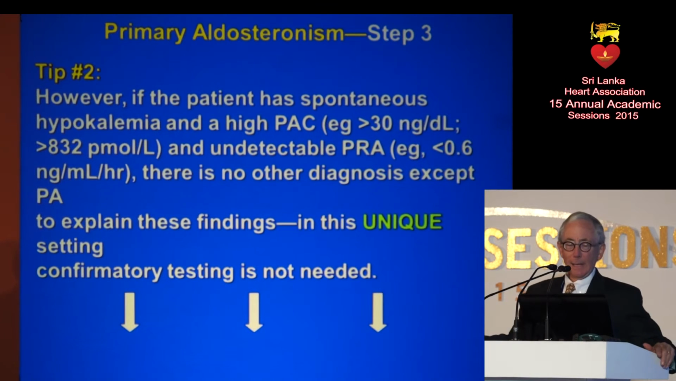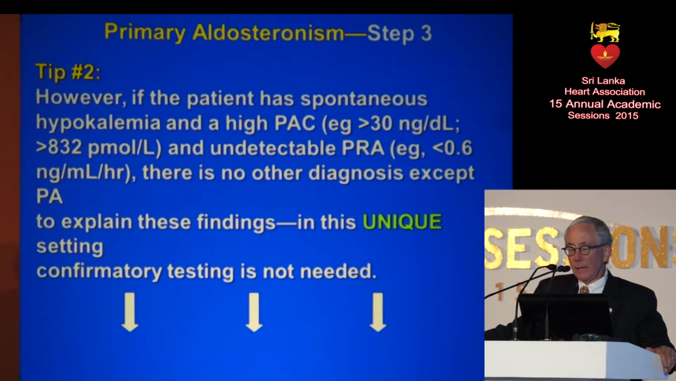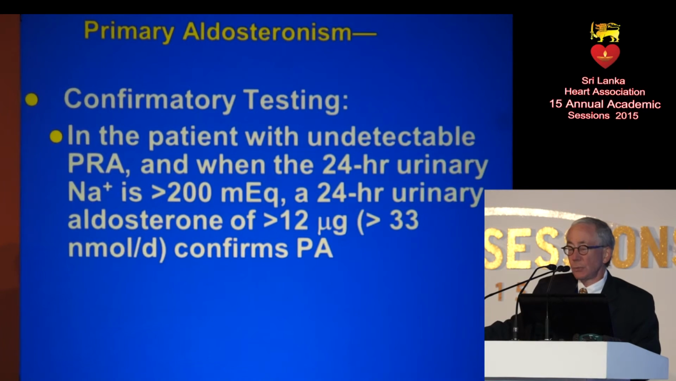But if the patient, again, is spontaneously hypokalemic with a high plasma aldosterone concentration and a very low PRA, I don't even bother doing it. You don't need to confirm it. You have the diagnosis based on that. It's unique. So obviously, in a patient like that, you wouldn't even need to bother to do it. And in the patient with undetectable PRA, when the 24-hour urinary sodium is over 200, an aldosterone over 12 confirms hyperaldosteronism.